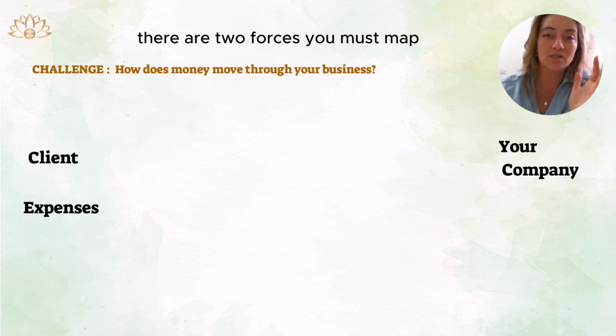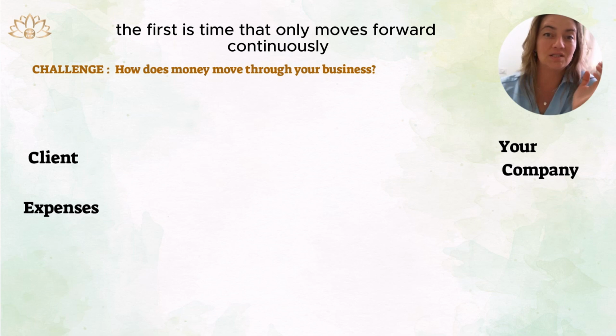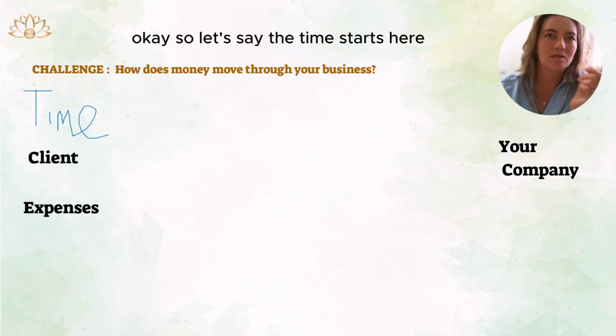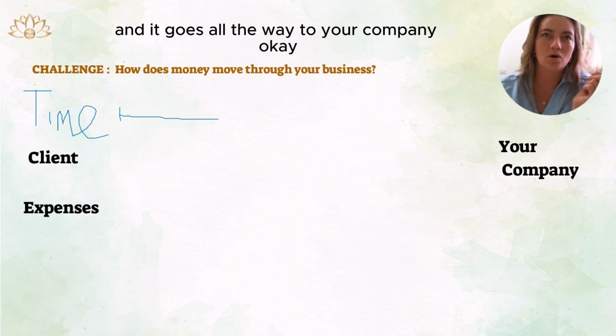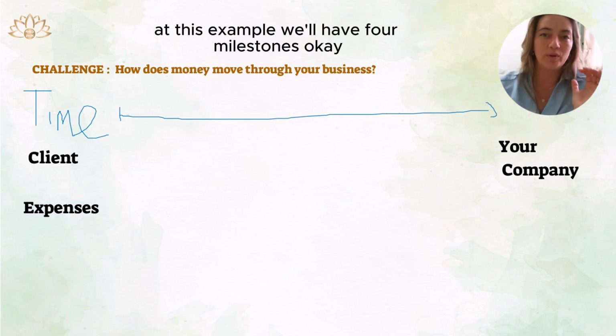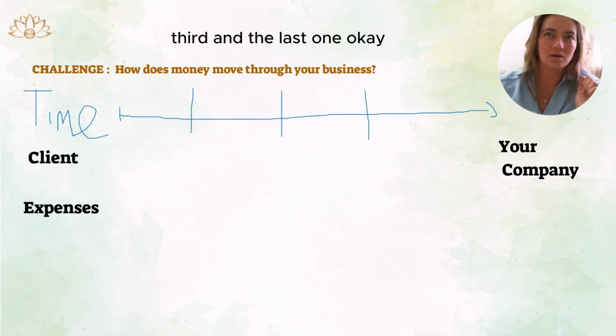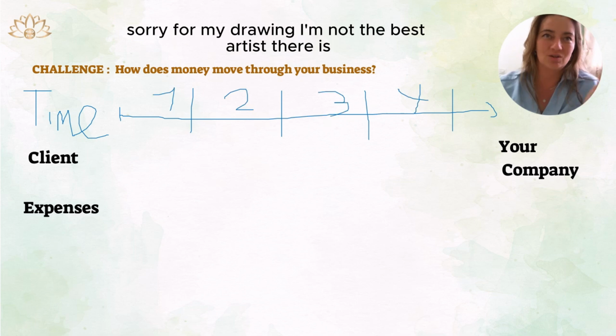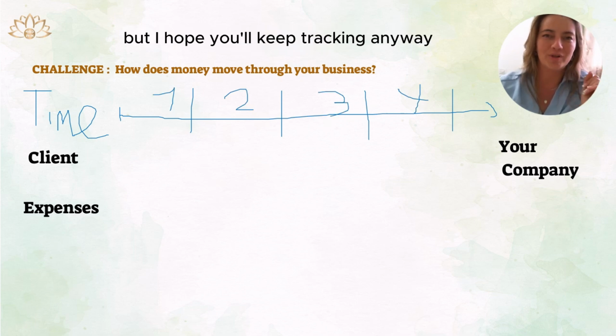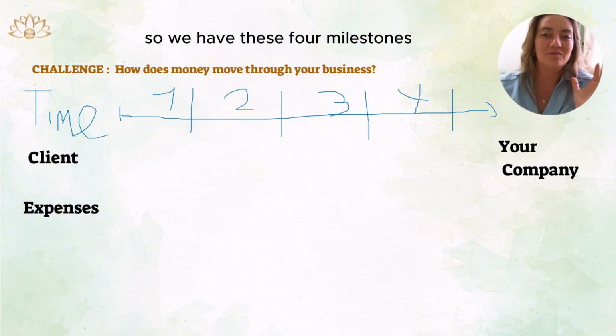There are two forces you must map. The first is time, that only moves forward continuously. Okay, so let's say the time starts here and it goes all the way to your company, okay? In this example, we'll have 4 milestones, okay? So I'm gonna mark them. First milestone, second, third, and the last one, okay? Sorry for my drawing. I'm not the best artist there is, but I hope you'll keep tracking. Anyway, so we have these 4 milestones.